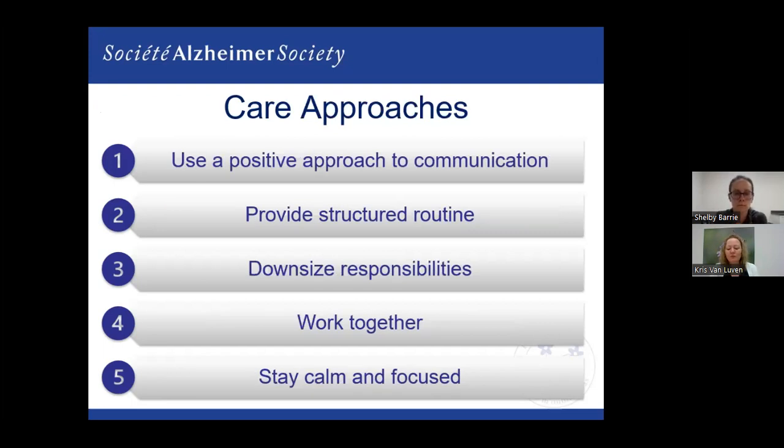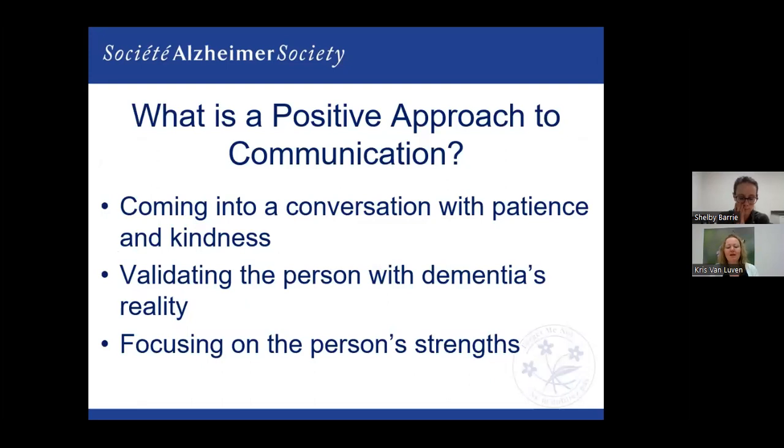So what can we do when we experience these challenges? On this slide, we've listed 5 care approaches that can help. So using a positive approach to communication, providing a structured routine, downsizing responsibilities, working together, and staying calm and focused. And we're going to go into these in a little more in-depth way over the following slides.